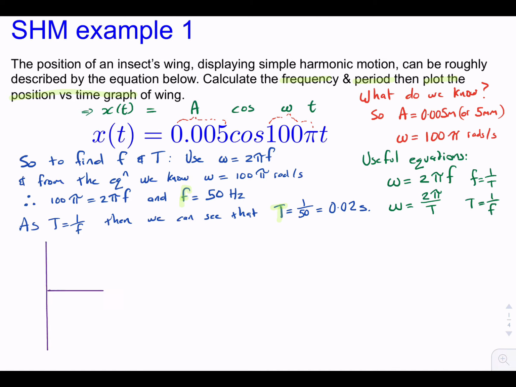So let's draw some axes, time, the period T, 2T, and our position, I've put this in millimeters, so we can put 5 and minus 5. Now we can draw on our plot. This is just our familiar cos curve. And let's add some numbers to the time axes. Our period that we've calculated above, T, is 0.02 seconds, and 2T will be 0.04 seconds.